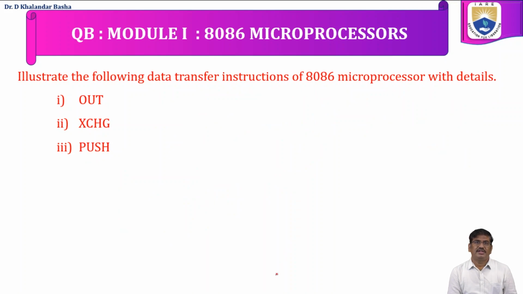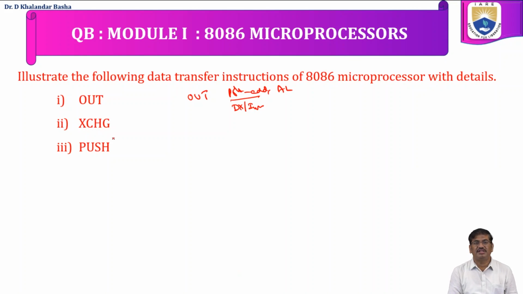The next question is to illustrate the following data transfer instructions of the 8086 microprocessor with details: OUT instruction, exchange and push instruction. OUT instruction is for writing data to a port. The syntax of the instruction is OUT port address comma AL, where the port address we can specify in the DX register or in the instruction. So whenever we want to write data to an IO device, we use the OUT instruction.